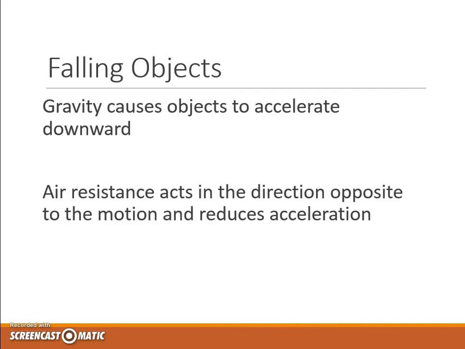Now, when we're talking about falling objects, air resistance is acting in the opposite direction. So air resistance is actually slowing things down. So think about someone who's skydiving. If they pull their arms in really tight, they're going to go a lot faster than if they have their arms spread out as far as they can go to slow down their motion.